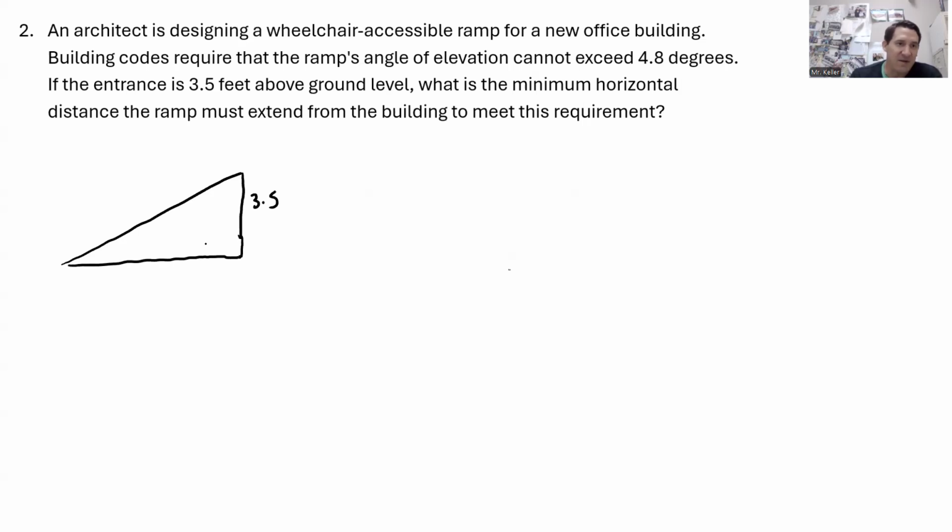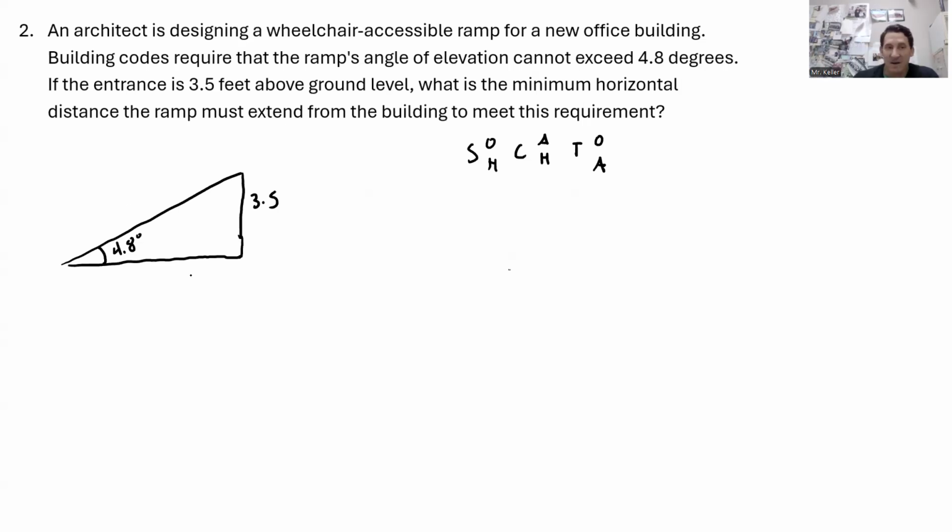The angle of elevation, what that means, this ramp has an angle right here. This is 4.8 degrees. All right. So when we know an angle measure and a side length, to find missing sides, we use SOHCAHTOA. We use sine, cosine, or tangent, our right triangle trigonometry. So SOHCAHTOA. The side we're trying to find was the minimum horizontal distance.